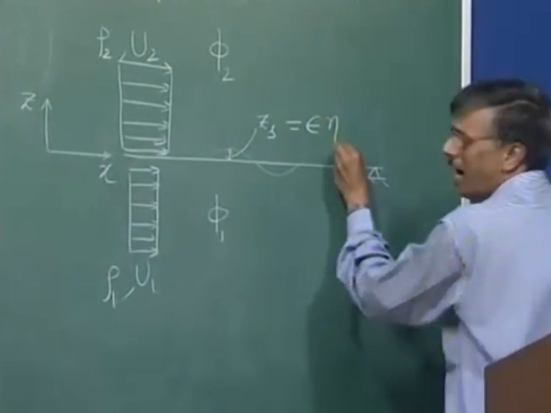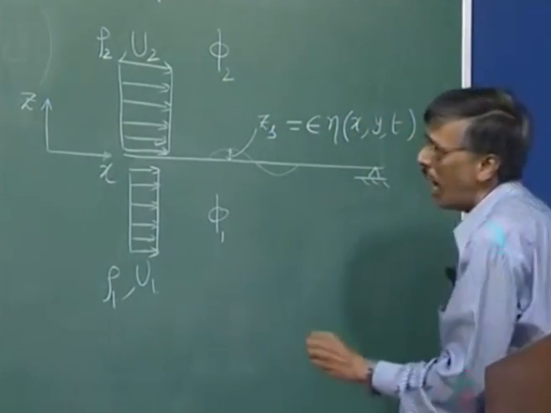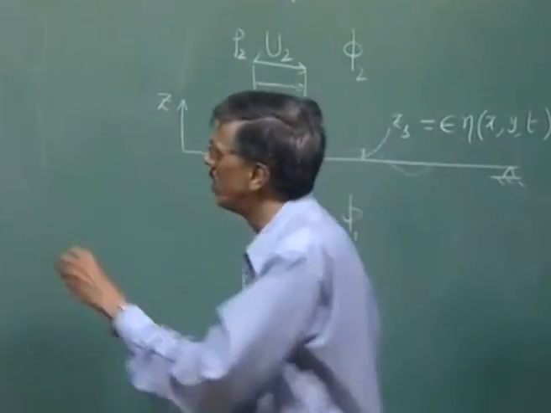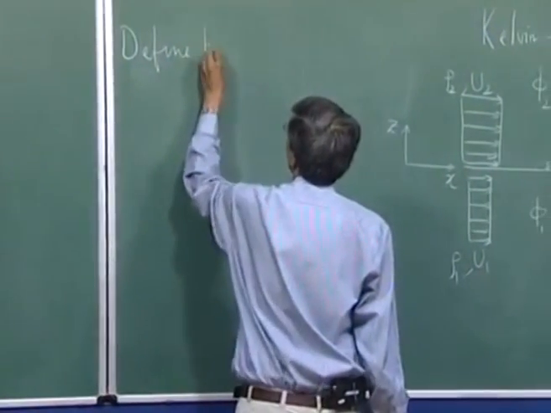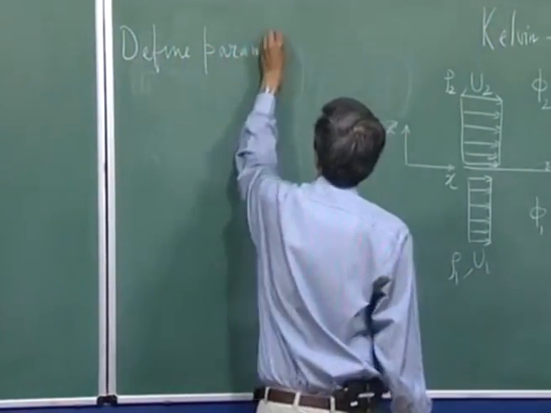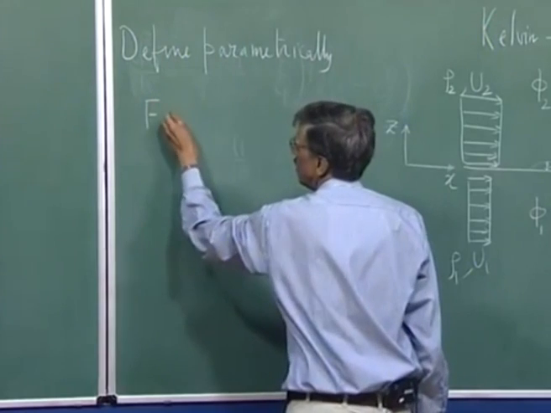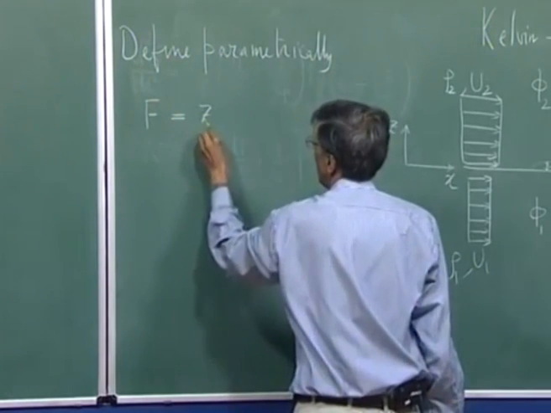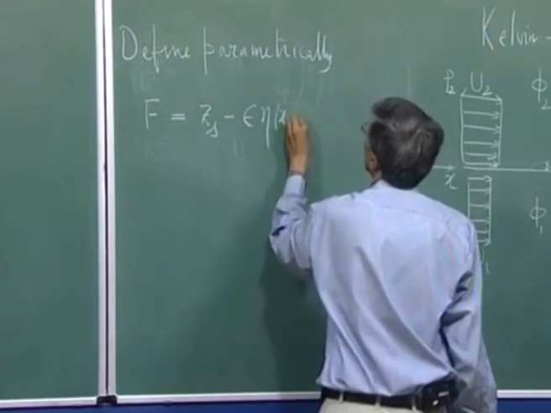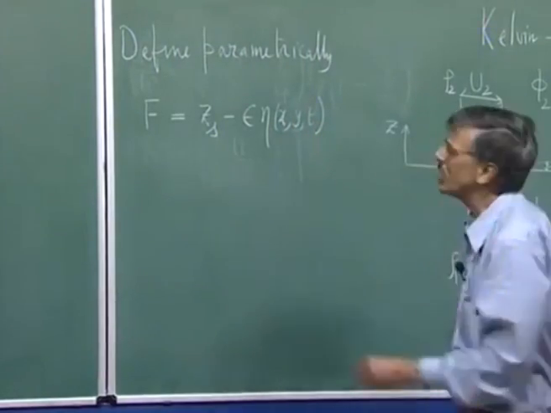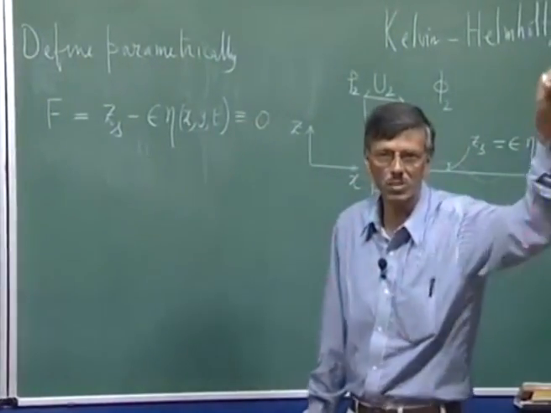Epsilon into eta as a function of x, y and t, right. So, I could parametrically define the interface by this f, which I will write as z s minus epsilon eta x y t, right. So, this is equal to 0, that is the definition. So, f equal to 0 is the definition of the surface.